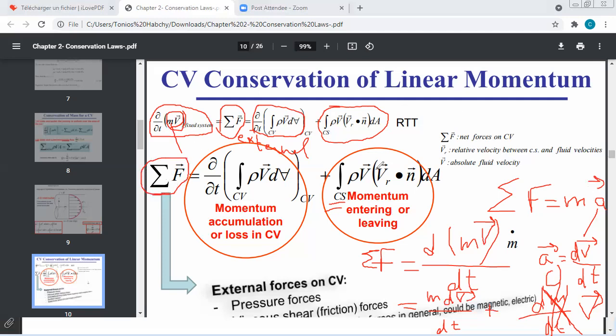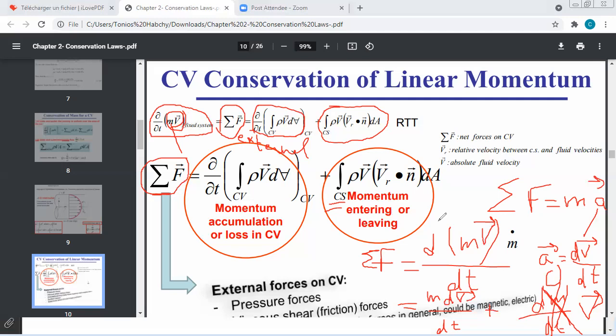So we can say that when we do the analysis on a control volume, the sum of external forces acting on our system will be equal to momentum accumulation or loss in the control volume plus the fluxes that are entering and exiting the system.